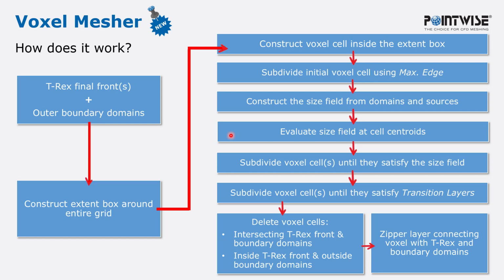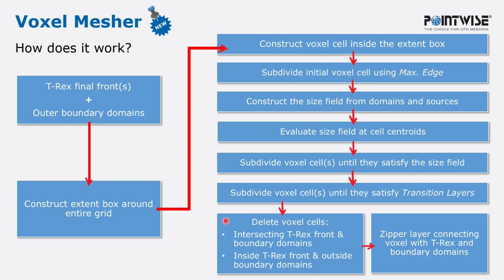Moving along, the next thing the algorithm is going to do is to evaluate the size field at the cell centroids. After that, it will subdivide the voxel cells until they satisfy the size field. After that, it will subdivide the voxel cells until they satisfy the defined number for the transition layers parameter. In our case, if you remember, we used the default value of 3.